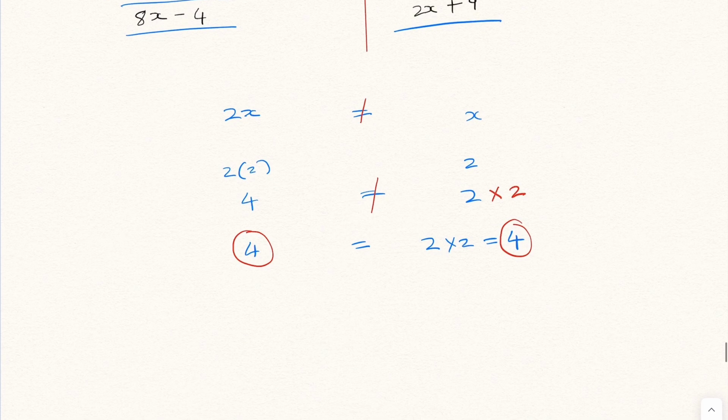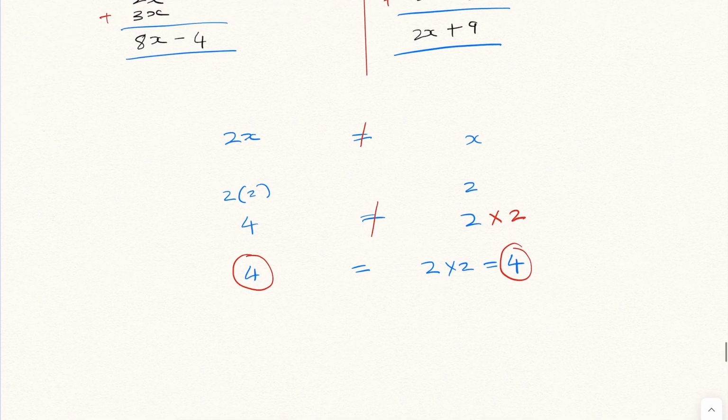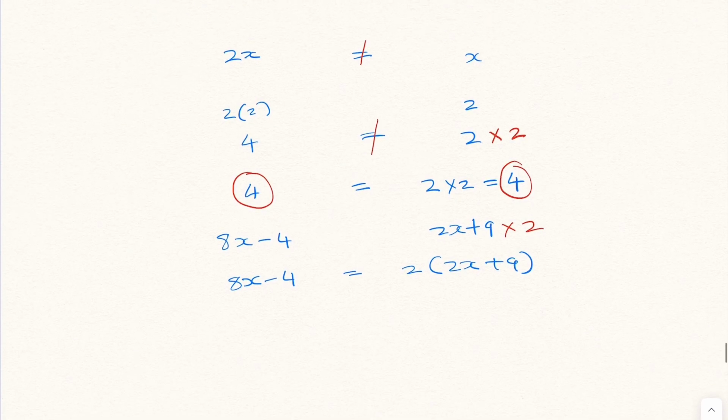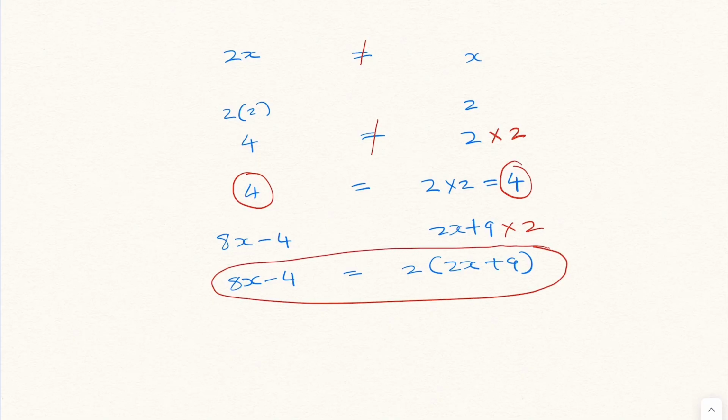So in this case, we can just plug in the perimeters together. So the perimeter of the quadrilateral, like we know, is 8x minus 4. And the perimeter of the triangle is 2x plus 9. But in this case, we are going to multiply it by 2, which is the same thing as saying 8x minus 4 is equal to 2 into 2x plus 9. So this is the equation that we can use to solve for x.